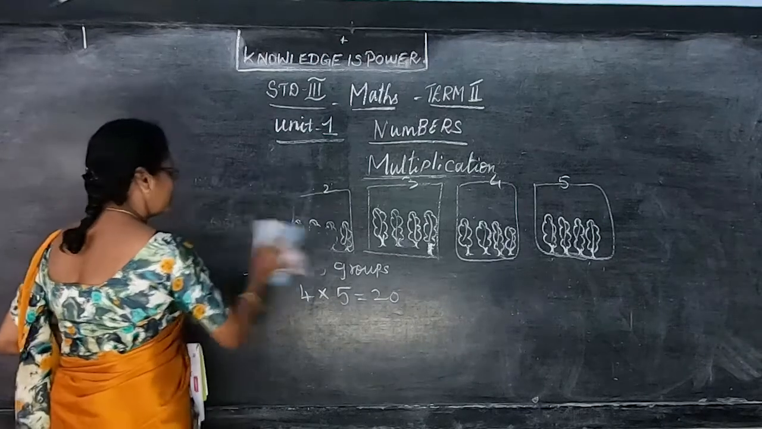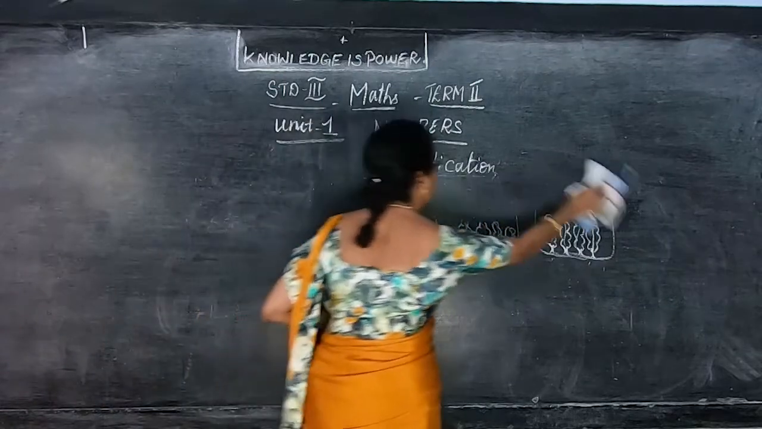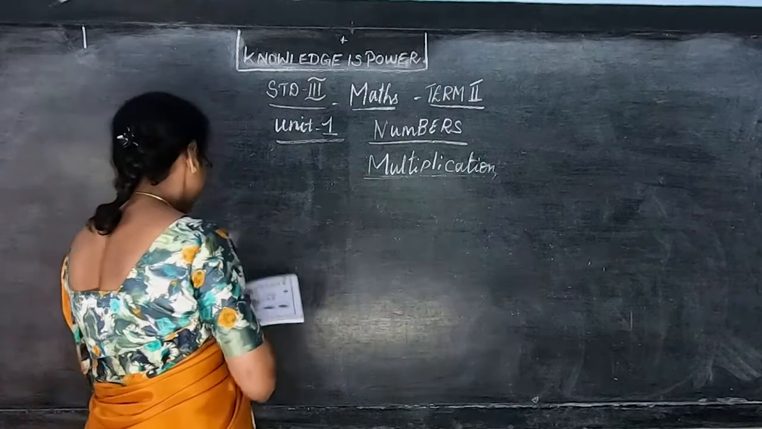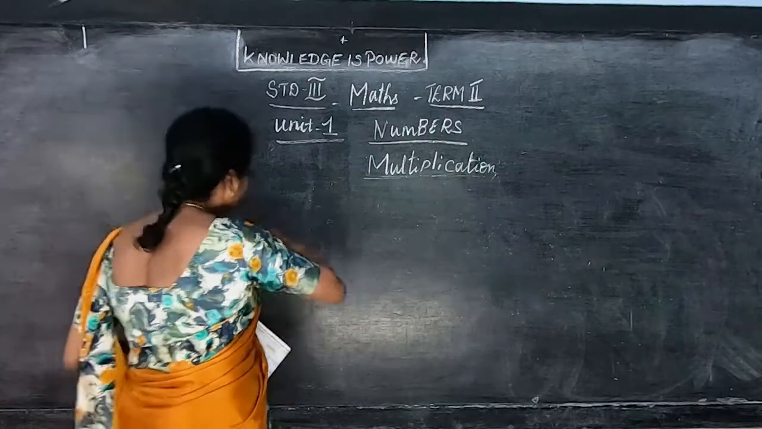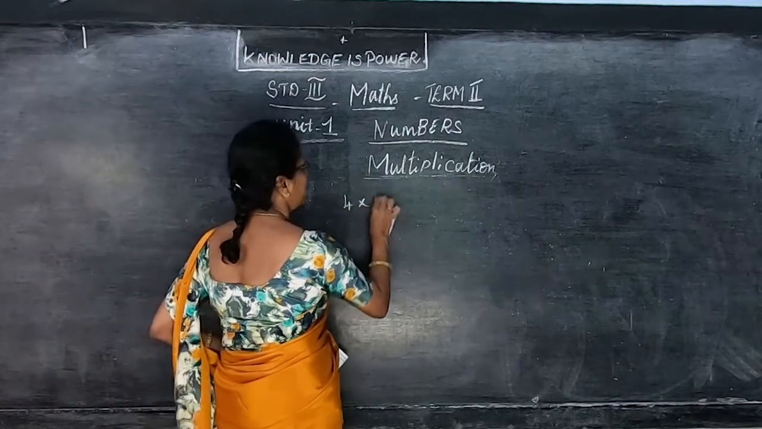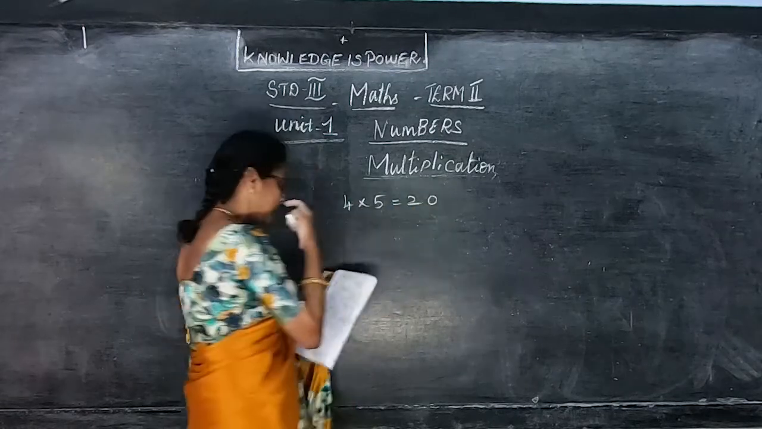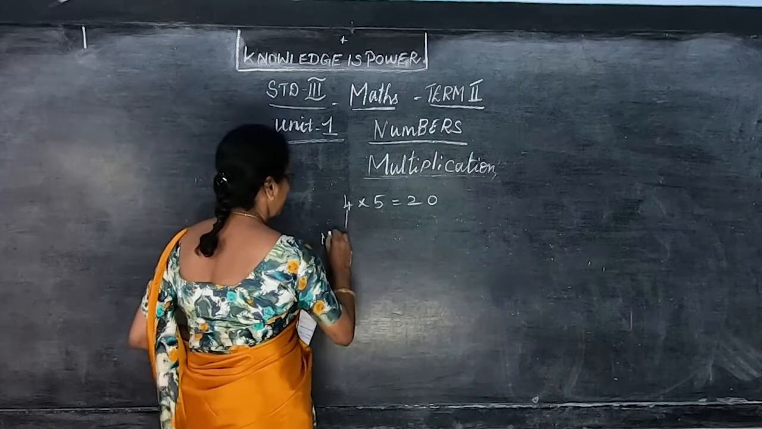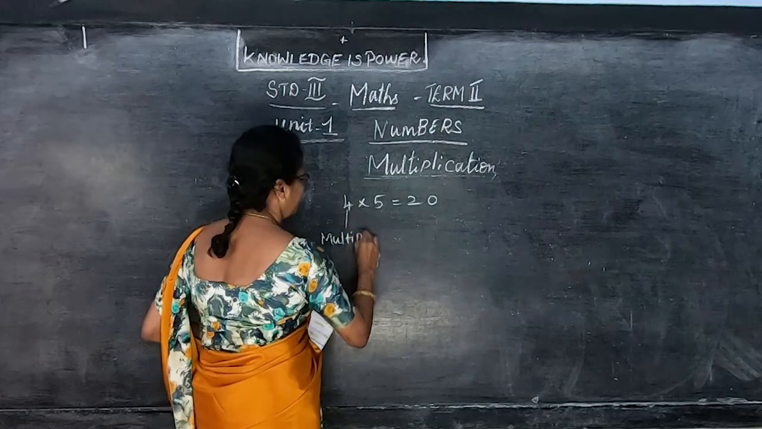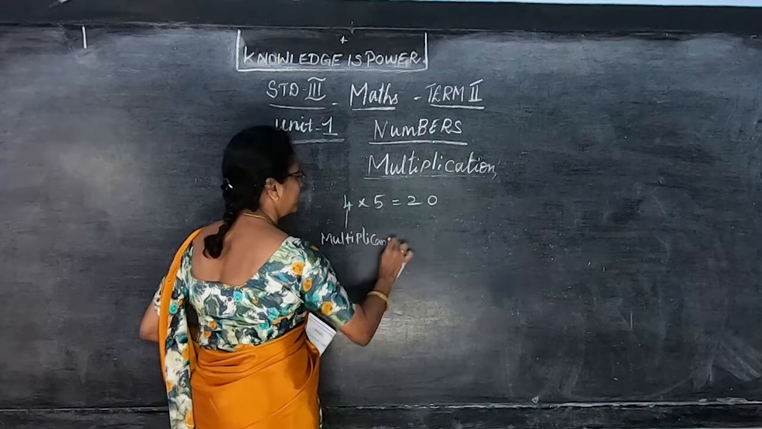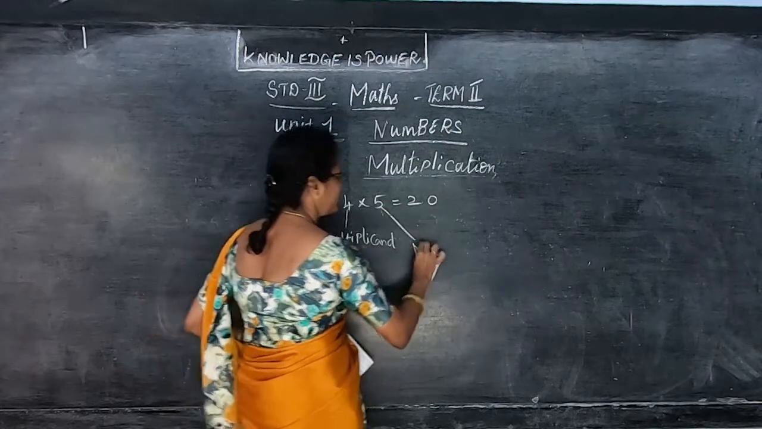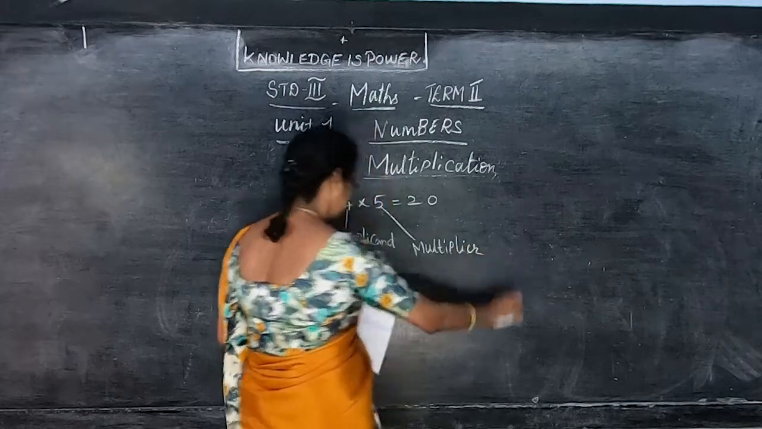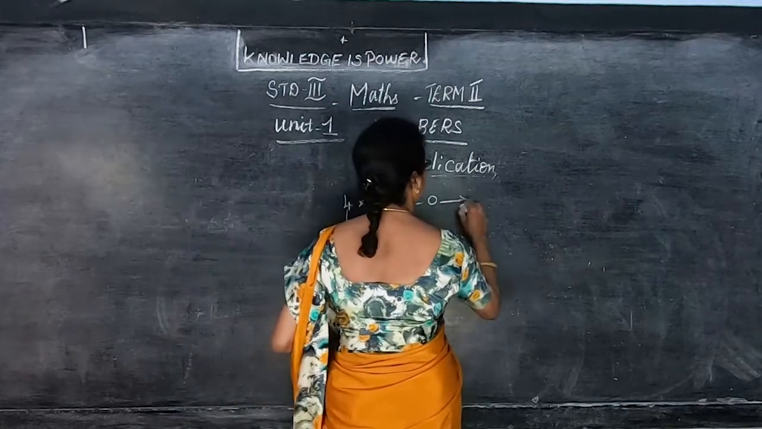So this, 4 5s are 20. Which one is the multiplier? Which one is the multiplicand? And which one is the product? Here this 4 is the multiplicand, how many trees in each group. And this one is the multiplier. How many times is there? 5 groups are there. That is the multiplier. And this is the product.